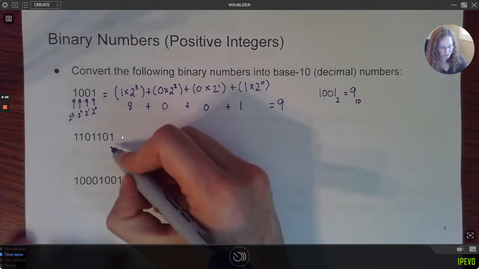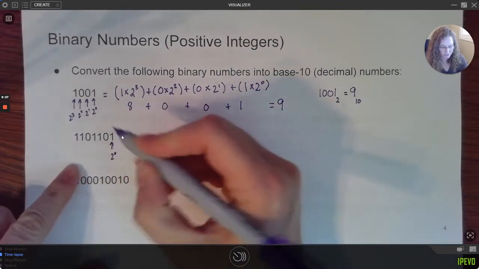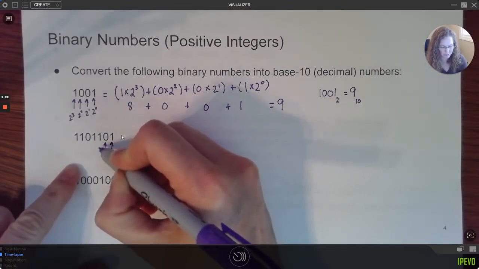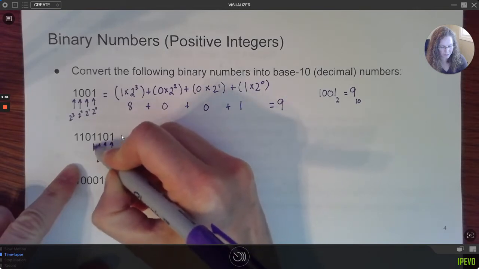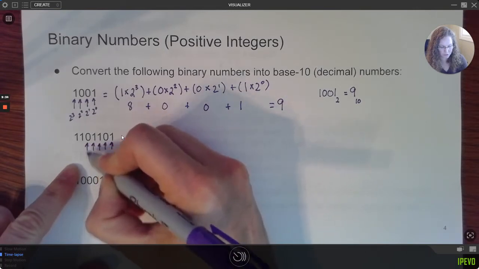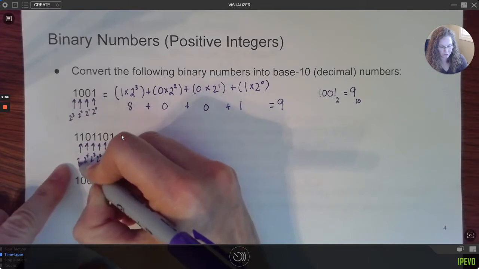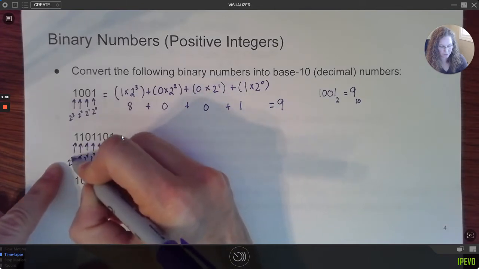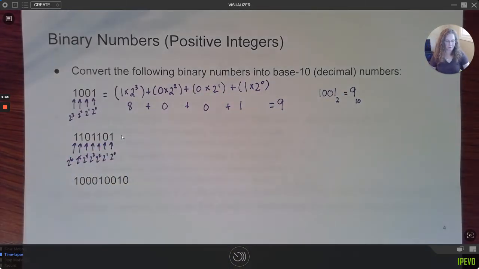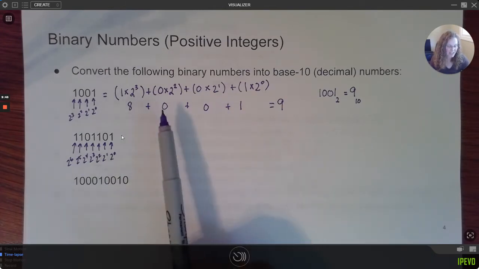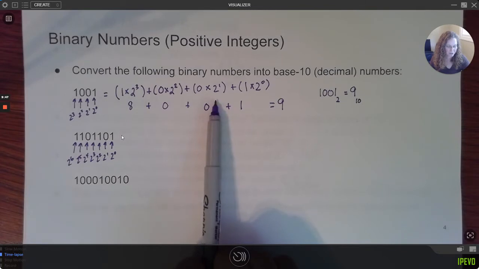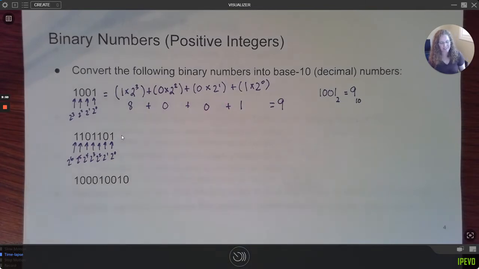Notice this is the 2 to the 0 place, this is the 2 to the 1 place, 2 squared, 2 cubed, 2 to the 4th, 2 to the 5th, and 2 to the 6th place. One thing you'll notice from the previous one is that we were just adding 0 anytime there was a 0. If I were writing this out, especially if I have a lot of digits, I probably don't want to include all of the zeros. I only need to include the ones where I have a 1.